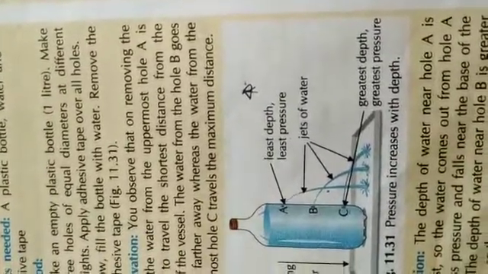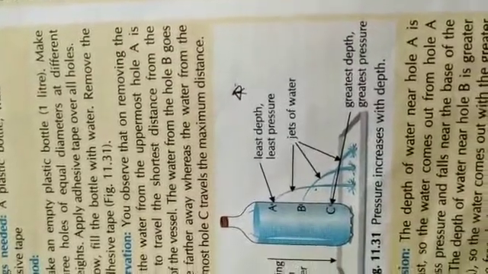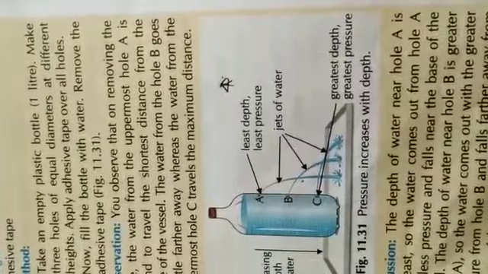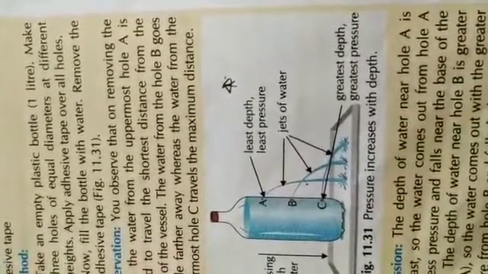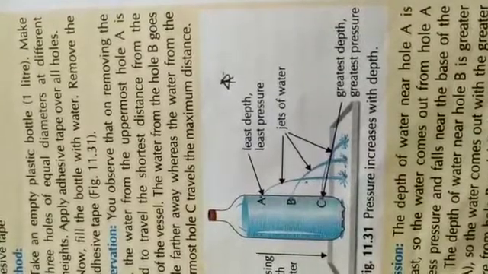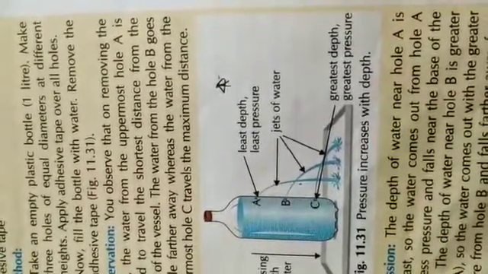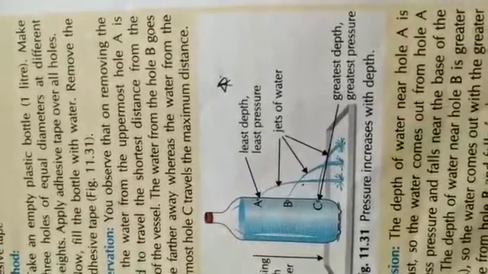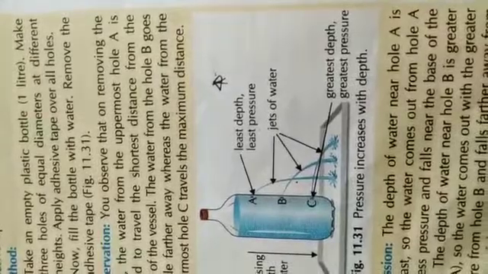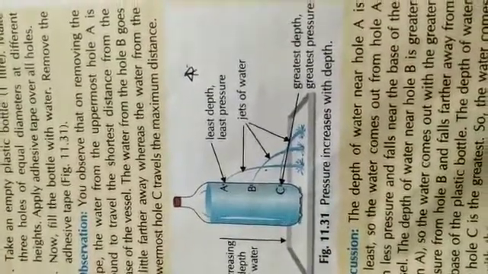For example, you can take one plastic bottle and make holes of equal diameter at different heights. You can see here A, B and C. These are the different holes. Now you apply adhesive tape over the holes, so that when you fill the bottle with water, it does not flow out. Then once you have filled the bottle with water, you remove the adhesive tape.